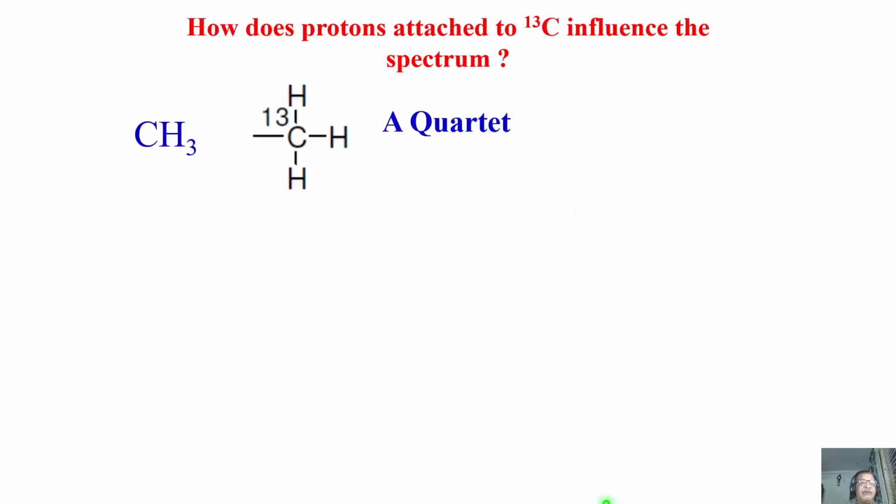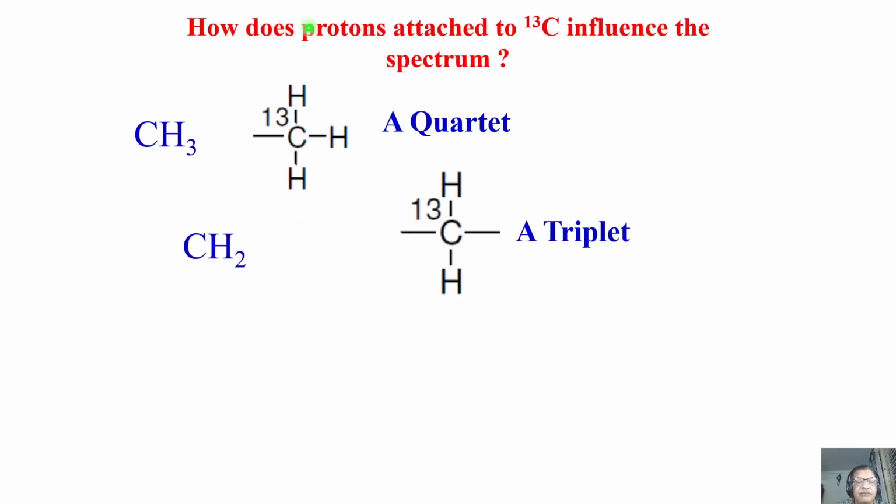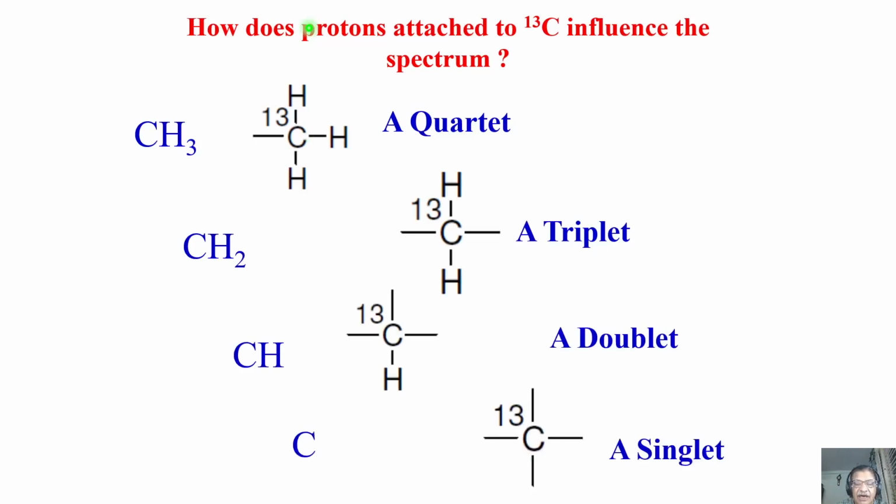Remember, there may be a CH3 group in the molecule. There may be a CH2 in the molecule. There is a CH and also a quaternary carbon. These are all the different types of carbons we can think of, only these 4 types which you can normally think of in any given molecule. If there is a CH3 carbon present in your molecule, the carbon 13 signal will be a quartet.